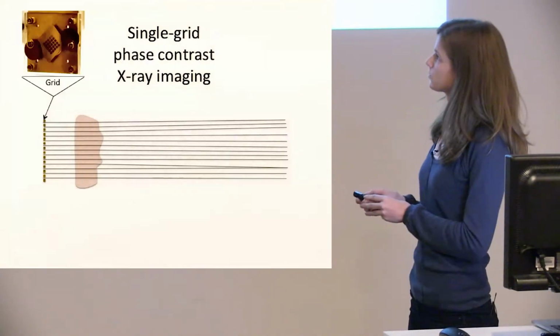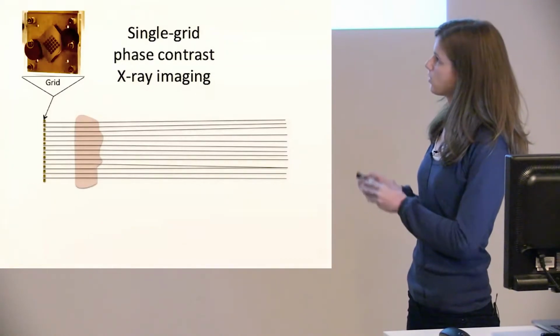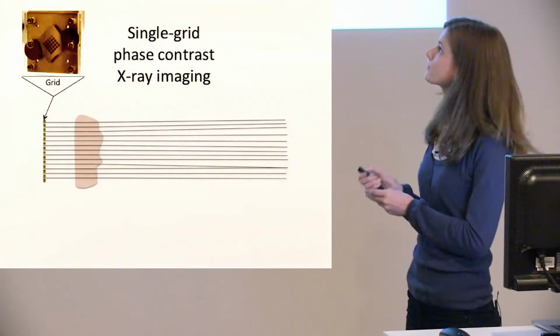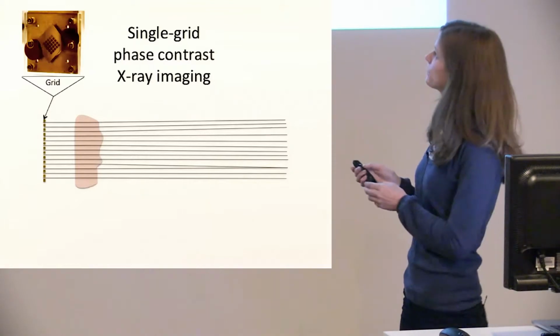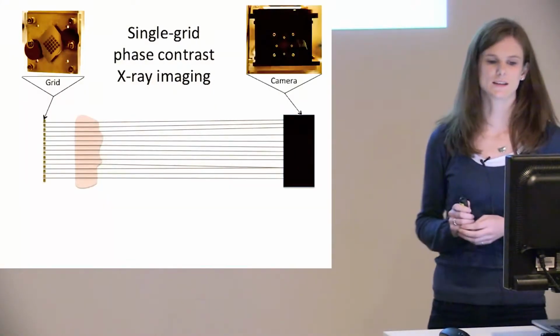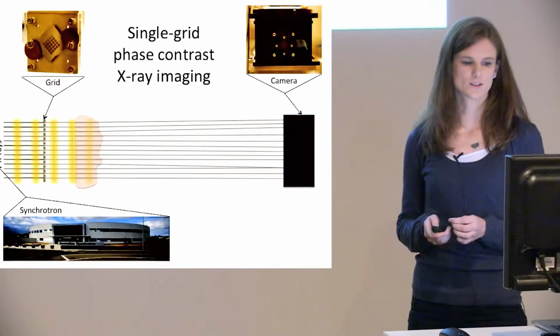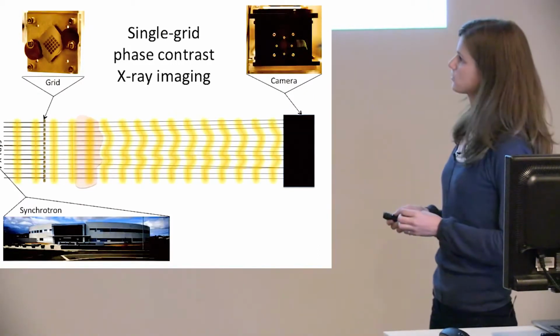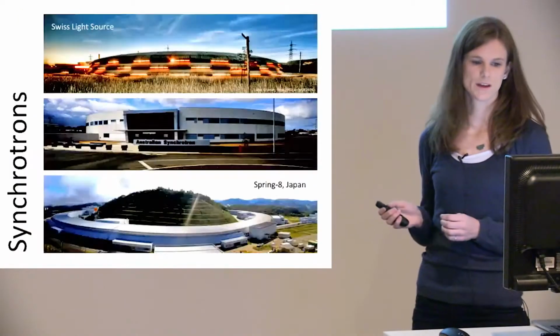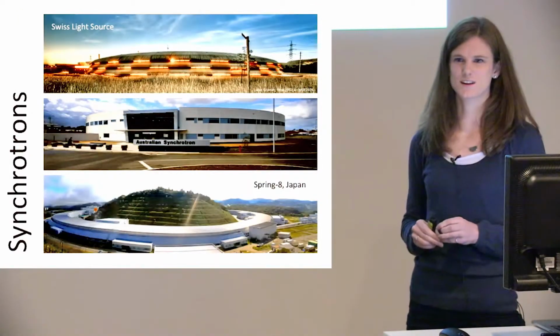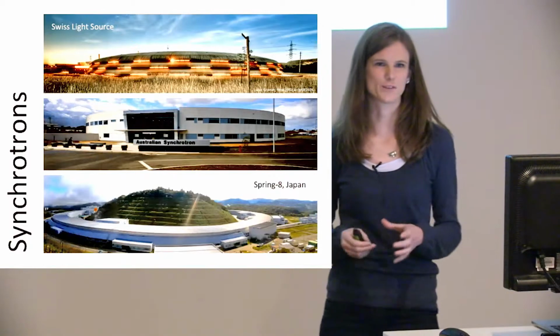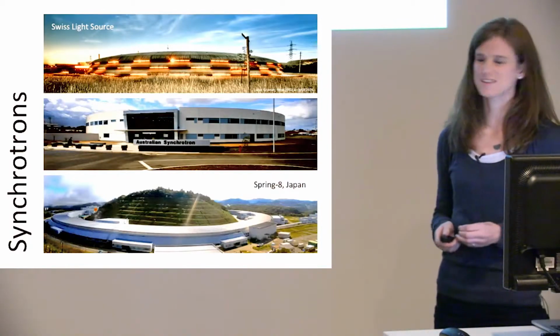So we place a single grid in front of the soft tissue that we would like to image. This is the grid that we've got here. We place a camera to collect the image at the far end, and we illuminate the sample with X-rays from a synchrotron. What is a synchrotron, you may ask? Here's a few synchrotrons that I've done some work at. They look kind of like a UFO, and they're big research facilities.